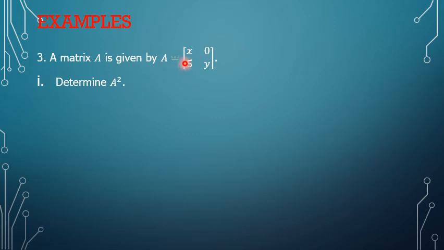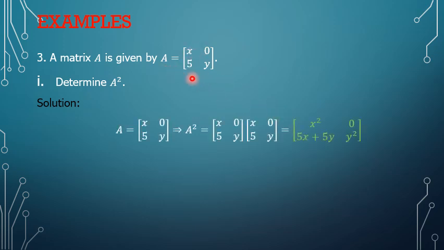So A squared will be, you multiply this matrix by itself. When you multiply, it will be x times x, you get x squared, plus 0 times 5, so you get x squared. Then also it will be x times 0, you get 0, plus 0 times y, you get 0. That will give us a 0 as that entry.